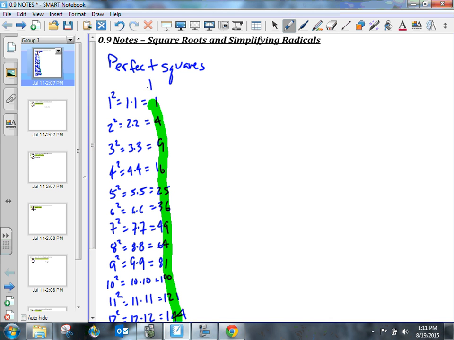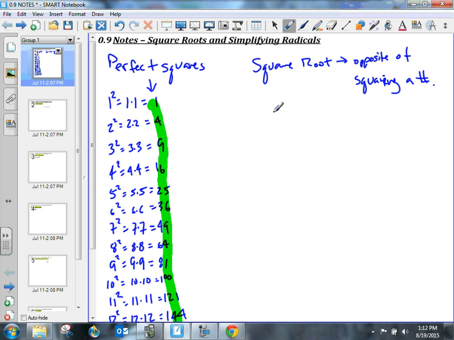Okay. So now let's talk about a square root. Okay. Now a square root, when I square a number, I multiply it by itself and see what I get. A square root is the opposite of squaring a number. Okay, we're going backwards of squaring a number.